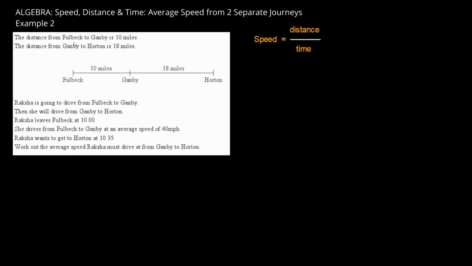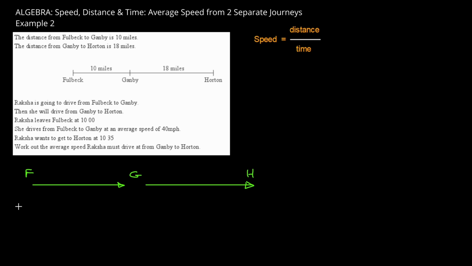We've got Fulbeck, Ganby and Horton, and we're told the distance between the towns. We've got Raksha doing the journey, and we're given times that she leaves. Okay, well, it's going to be one of these questions where her journey from F to G will have different statistics from her journey from G to H.